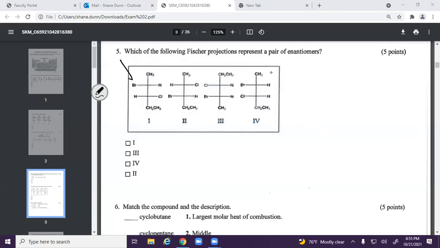Do you guys understand how Fischer projections work? Yes or no? Mostly? They said they're going to go over it tomorrow. He posted a video and said that we should probably review it before lecture. Okay. Let's go over it now.